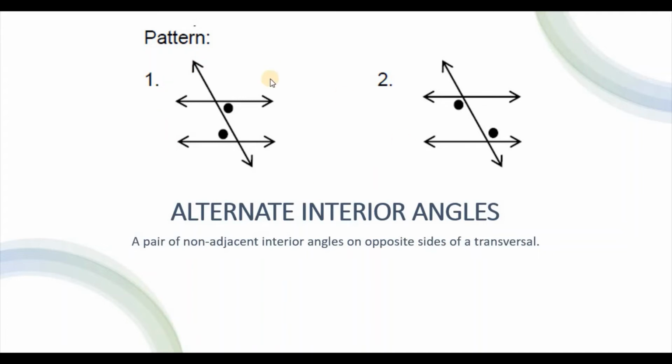So here we have two patterns, examples of alternate interior angles. Since they are congruent angles, let's say this angle measures 75 degrees. What is the measurement of this angle? Of course, it is 75 degrees as well.